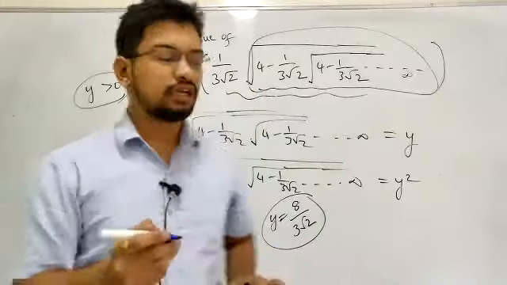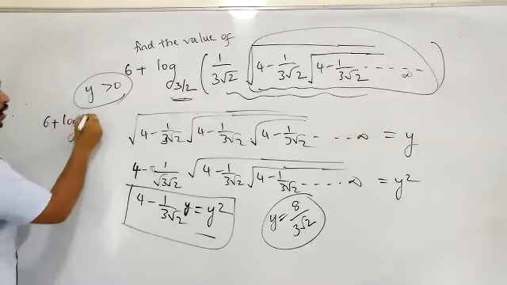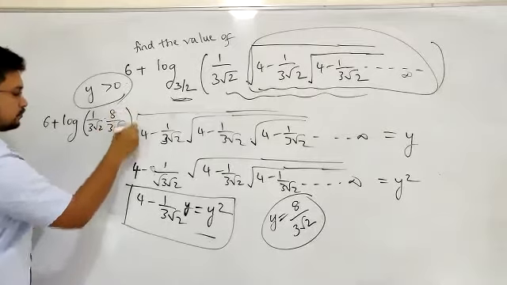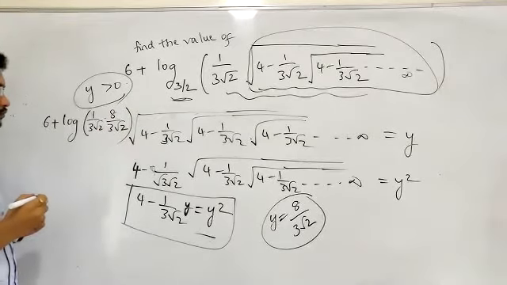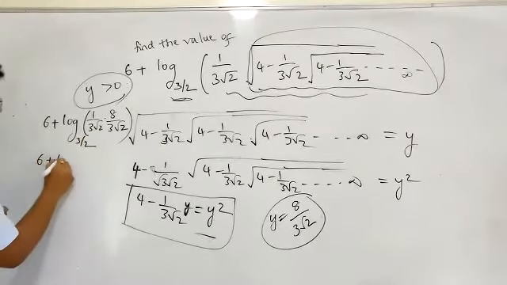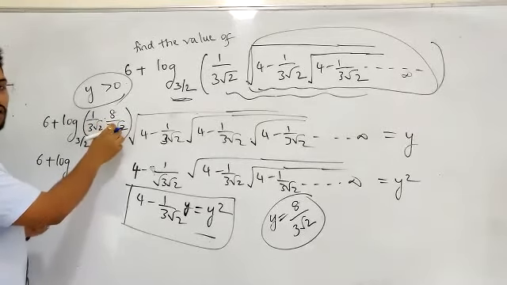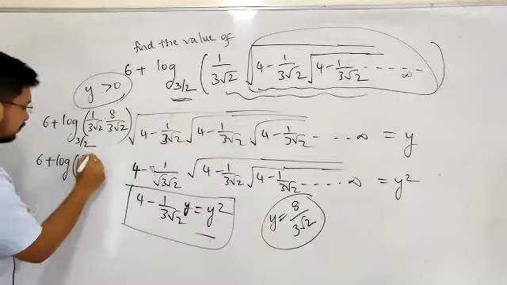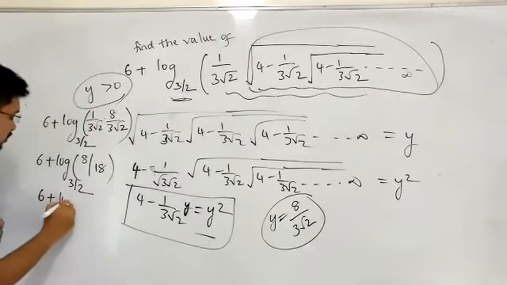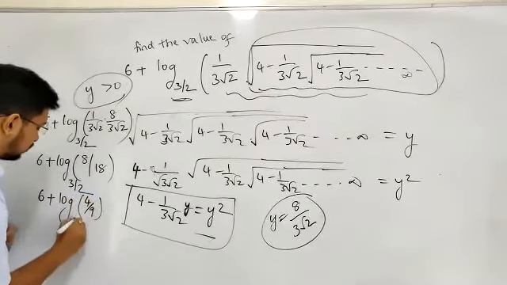Now try substituting it there. So this problem is something like 6 plus log of 1 by 3 root 2 into 8 by 3 root 2, so this is something like 3 by 2. So this problem becomes log of 3 root 2 into 3 root 2 is 18, and this is 8 by 18 to the base 3 by 2. So this is 6 plus log of 4 by 9 to the base 3 by 2.